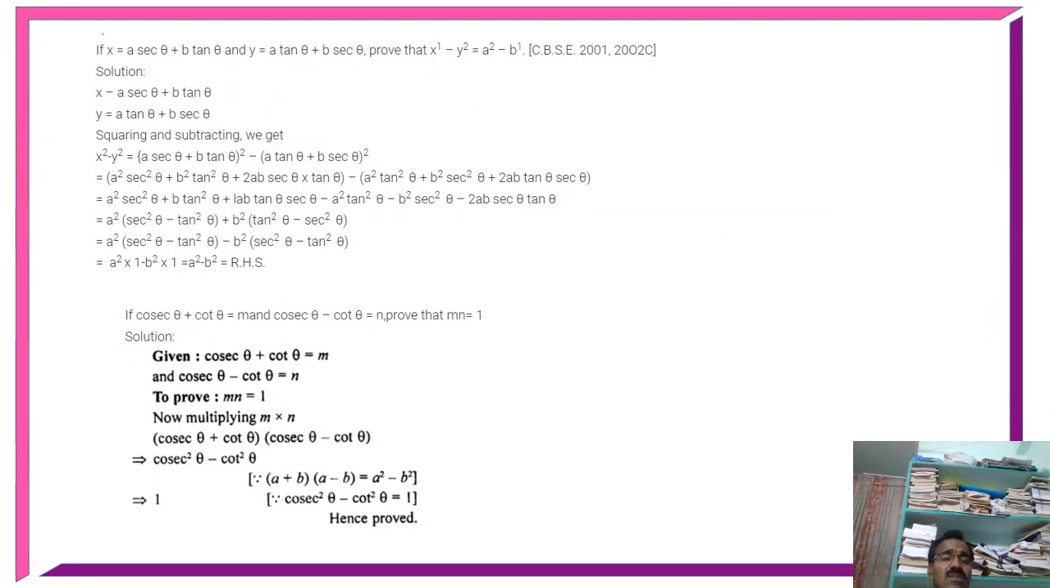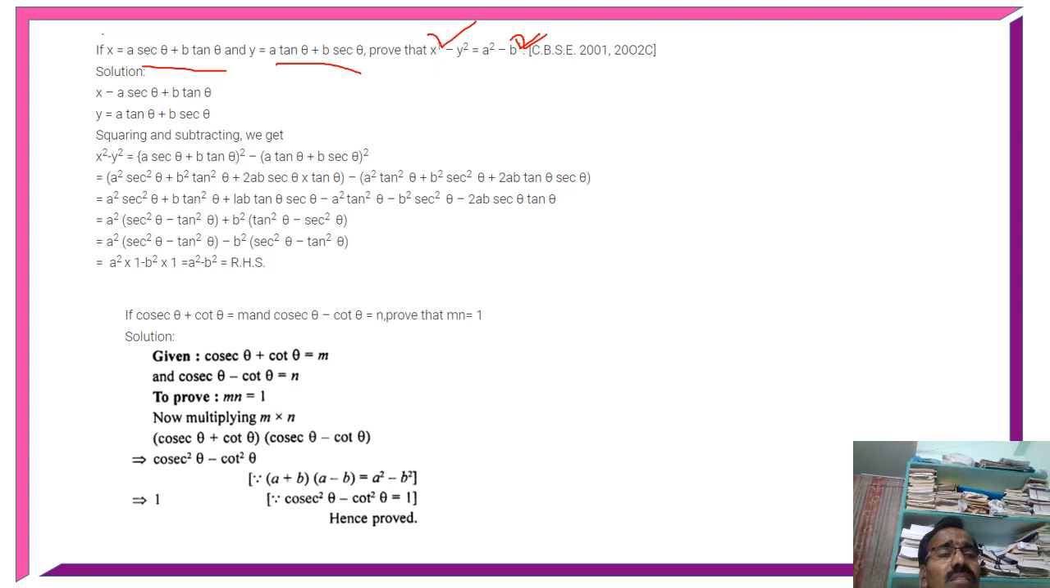In the next slide, it is given that if x is a secant theta plus b tan theta and y is a tan theta plus b secant theta, then we have to prove that x square minus y square equals a square minus b square. So to prove this result, we will write like this.